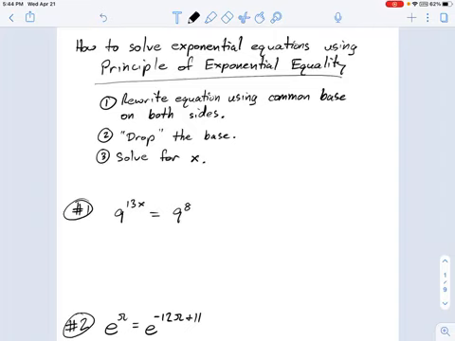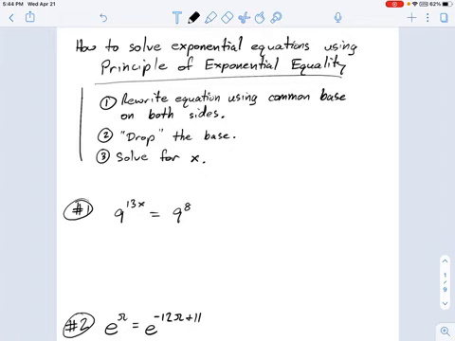So this is the introduction to solving exponential equations. And for this video, we're going to use the principle of exponential equality. That is, we have sort of beginner exponential equations that lend themselves to this technique. It's going to be outlined right here.